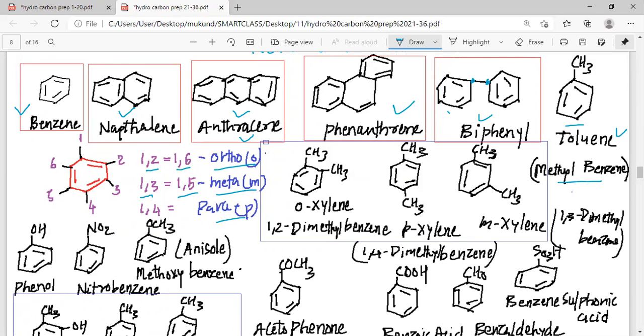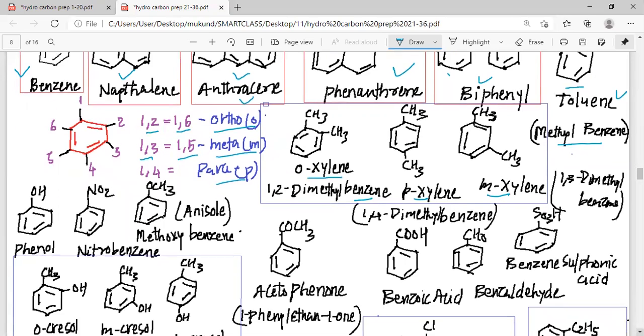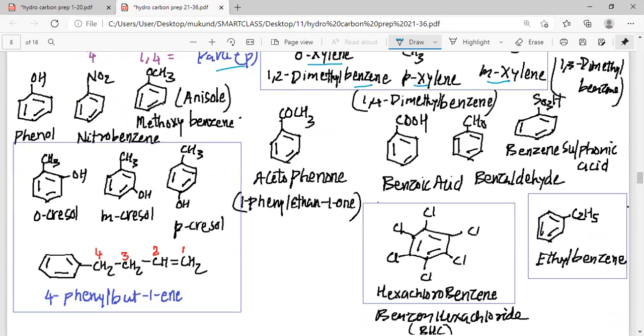So if you have two methyl groups on neighboring carbons, we call it orthoxylene or 1 2 dimethyl benzene. If two methyl groups are located at the para position, that is the 1 4 position, we call it paraxylene or 1 4 dimethyl benzene. Or if two methyl groups are present at the 1 3 position, even if they are present at the 1 5 position, we are going to call them metaxylene. So please remember this. This way we can give names for the compounds which have more than one group bonded to benzene.